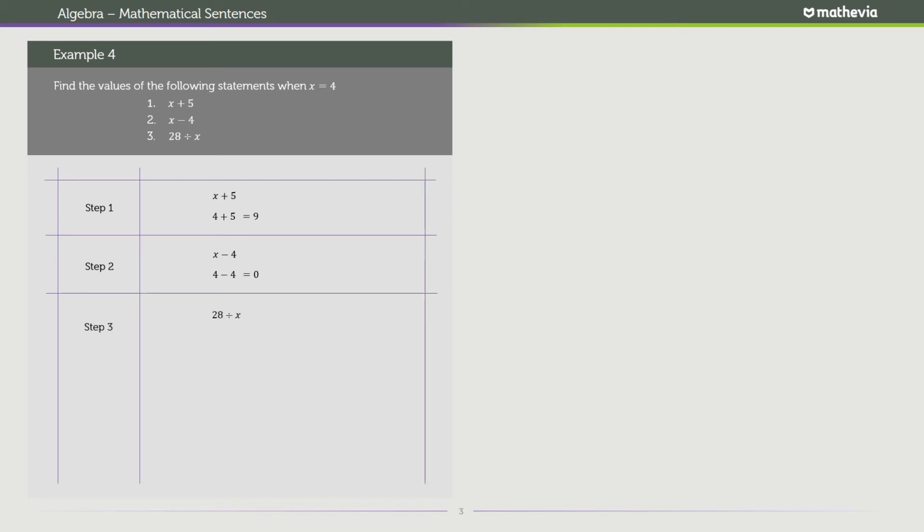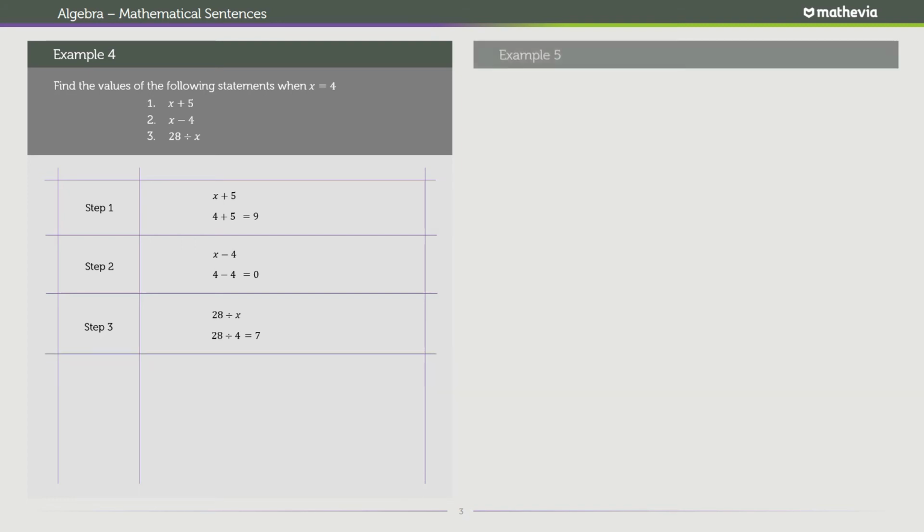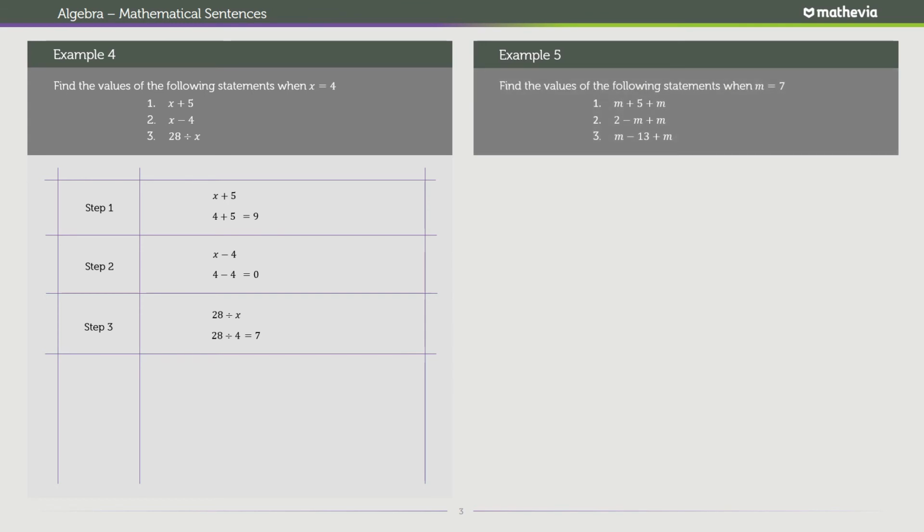What if we have 28 divided by x? We've been told that x is 4, so 28 divided by 4 gives you 7. Very simple, very straightforward.